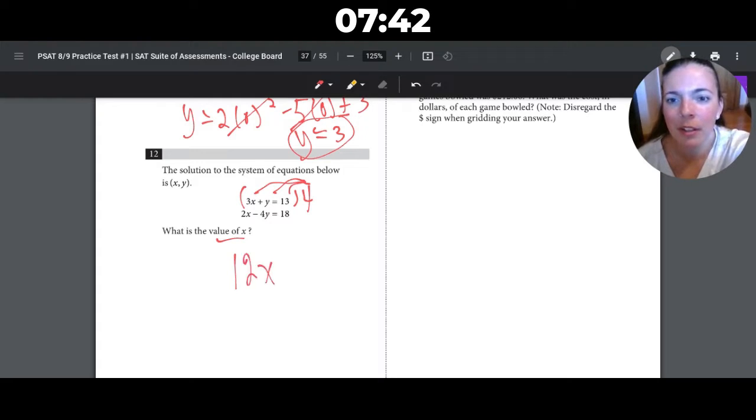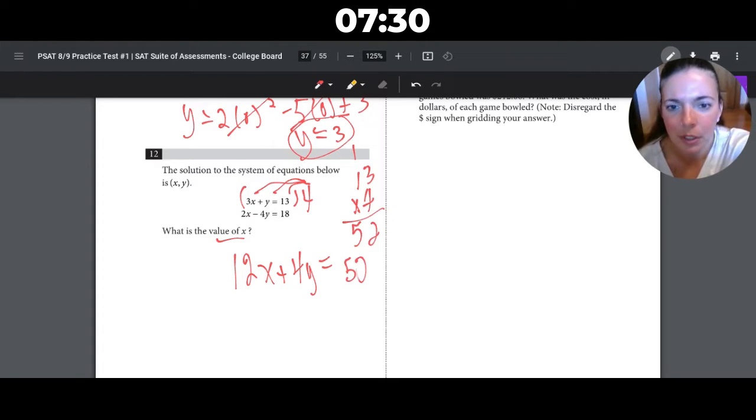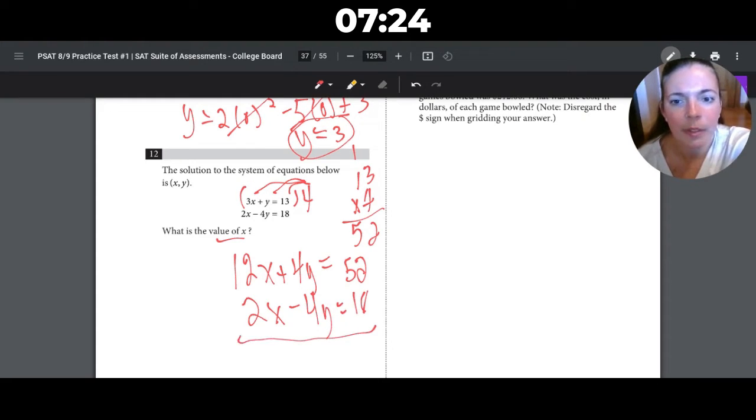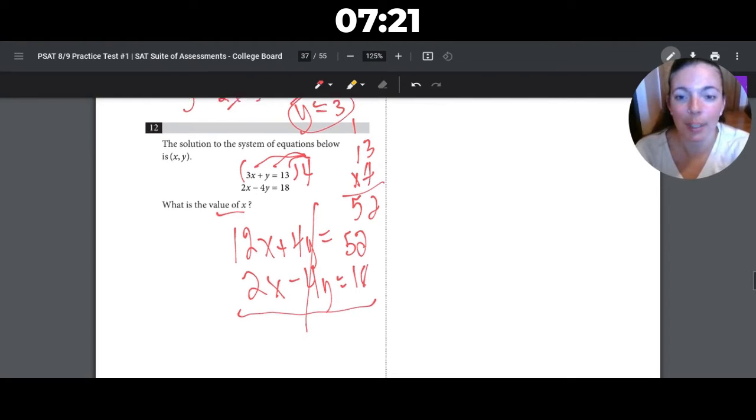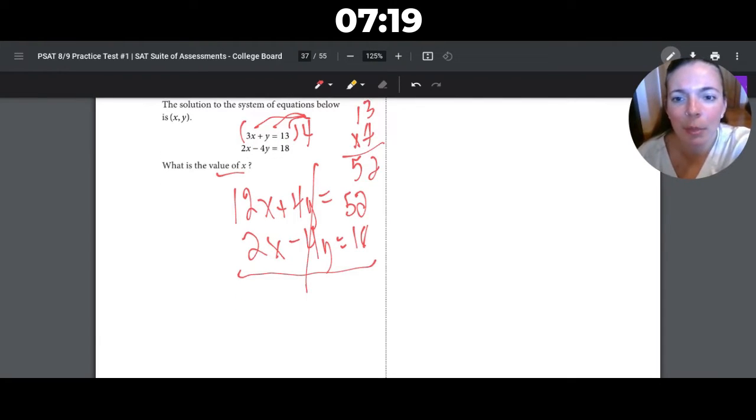So this would be 12x plus 4y equals, well, what's 13 times 4? Let's see. 3 times 4 is 12. 4 times 1 is 4 plus 1 more is 5. So 52. And we're going to add 2x minus 4y equals 18 to that. So my y's cancel out, right? I'm trying to get my x's. So 12 plus 2 is 14x. 52 plus 18 would be 70. So we just have to divide by 14.